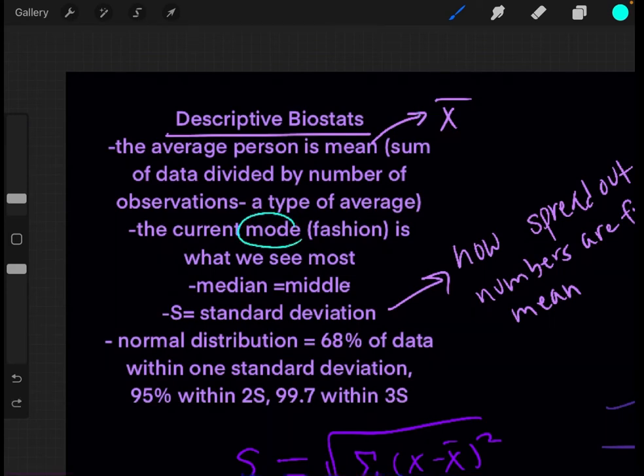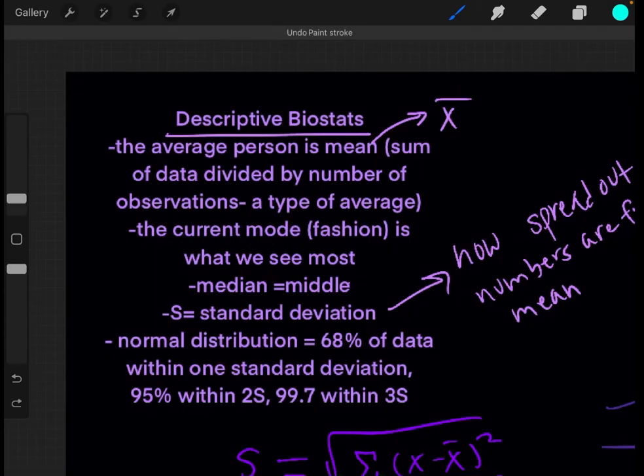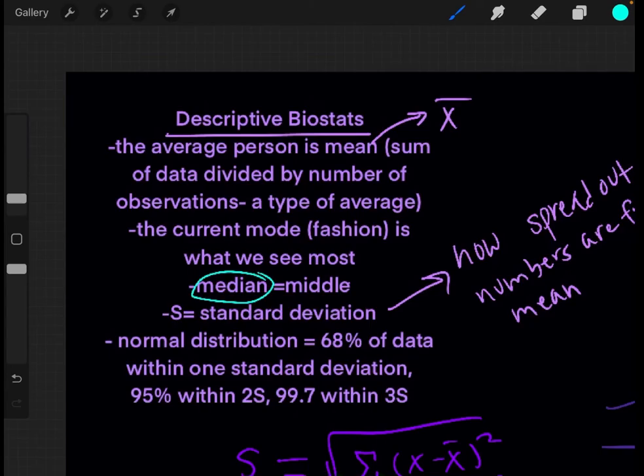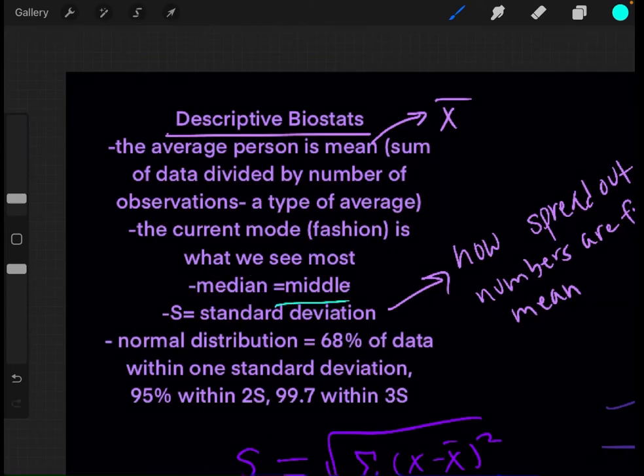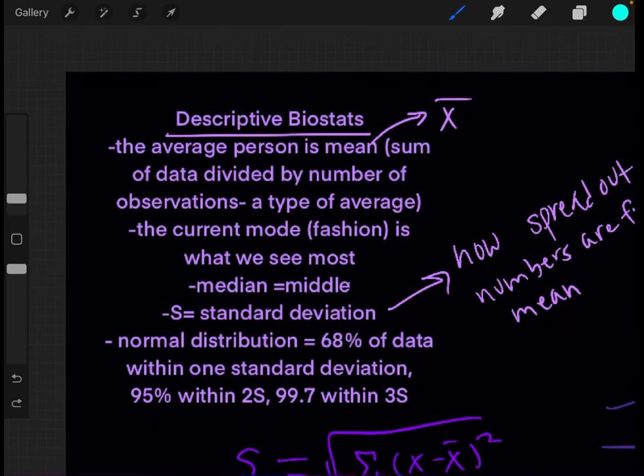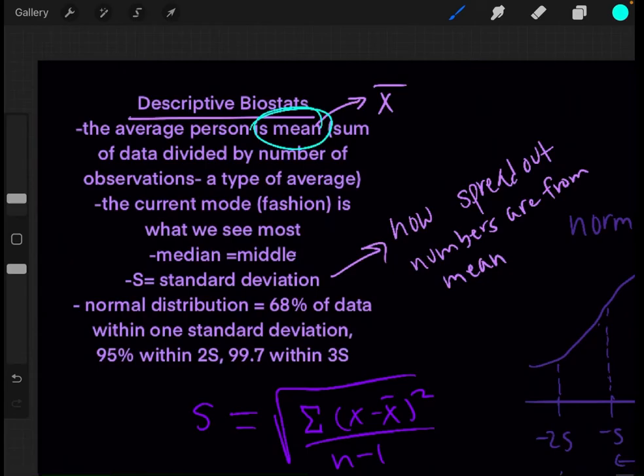So the other M is mode. Another mnemonic device would be: the current mode or fashion is what we see most. So in a data set, the mode is the most repeating number. So if I have 1, 1, 4, that's my data set, then the mode will be 1 because that's the most repeating number. And then the last one is median. Well, I couldn't really think of a mnemonic device for this, but the median is the middle number. I guess they both have 6 letters, so I guess that's a way to remember that. So those are the basics, but you really need to know mean the most. It's the most important one out of the 3 for AP Bio.